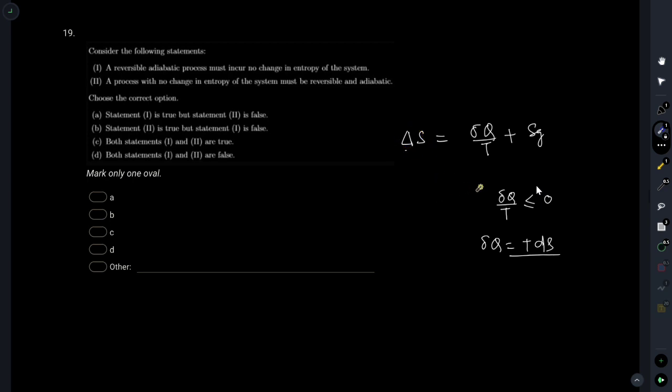But if we talk about isentropic, that means the entropy change is zero, but this doesn't mean it will always be reversible and adiabatic. It may happen that the entropy change takes some negative value, then some positive value, right? So it may be irreversible along with some other processes. So this is not always true, but statement 1 is correct. Statement 1 is correct and statement 2 is not correct, right? So option A will be the correct answer for this particular question. Okay, so moving further.